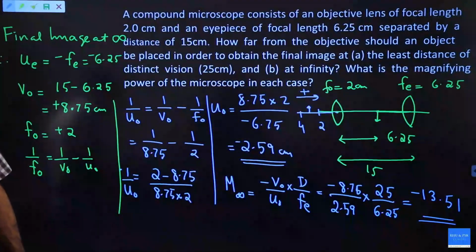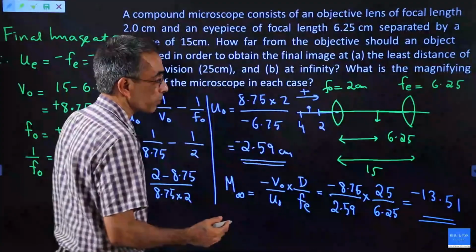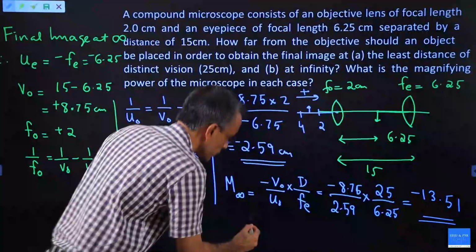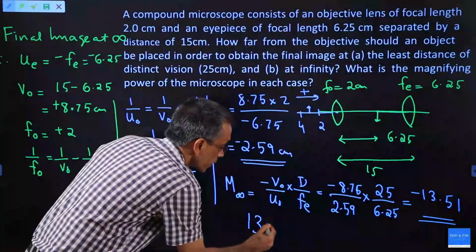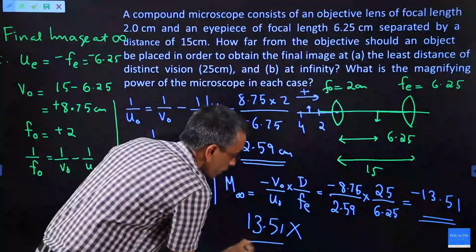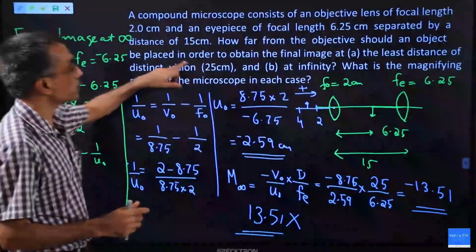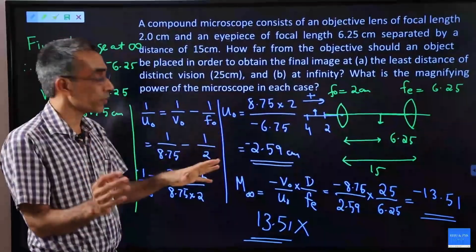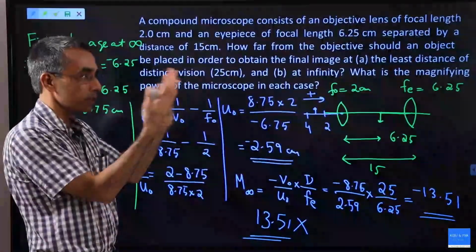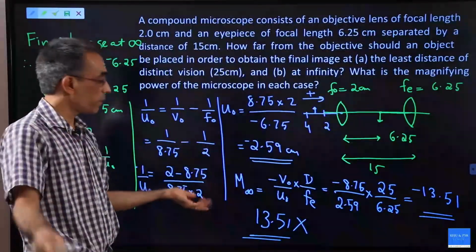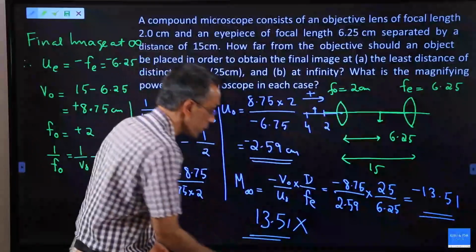Now what is the meaning of minus 13.51? Minus means inverted image, and 13.51 is the magnification produced. That means this is producing 13.51 times magnification. The previous was 20. So I told you, when the final image is at D, you get the maximum magnification of 20. When the final image is at infinity, relaxed vision, you are a happy soul, but the magnification is 13.51.